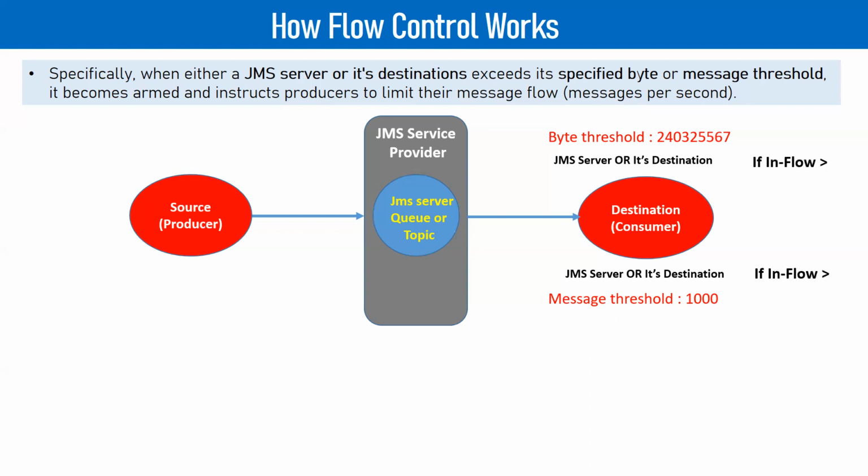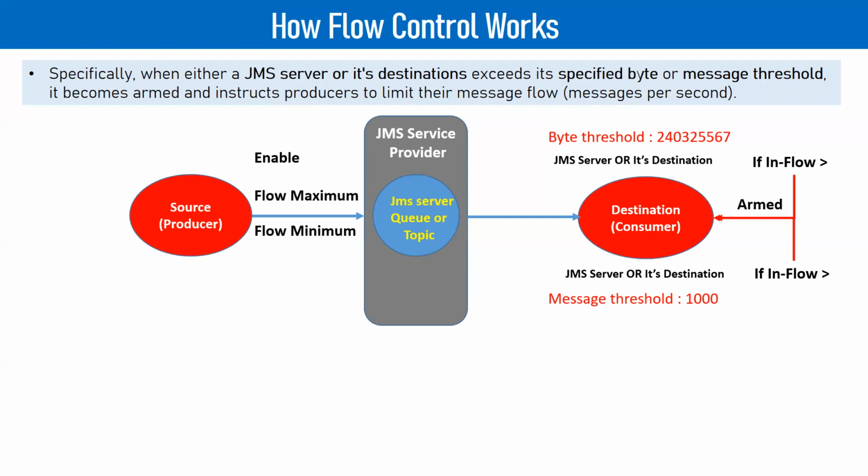In that case, if my byte threshold is 240 MB and the message threshold is 1000, and at any time your inflow increases, meaning the messages in a particular JMS server, queue or topic go beyond 1000, or the size in bytes increases from 240 to 241, that means your inflow has increased beyond the threshold, right? In that case, your destination will be armed. That means the consumer will be armed.